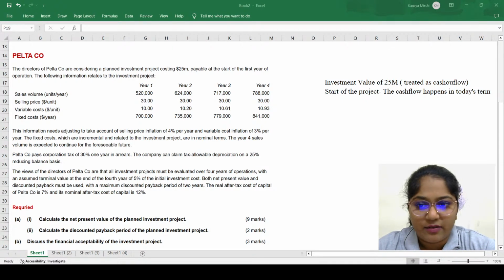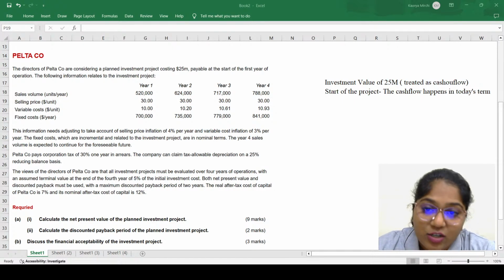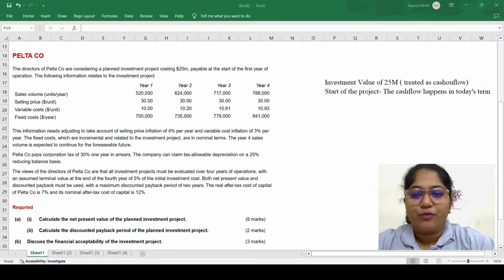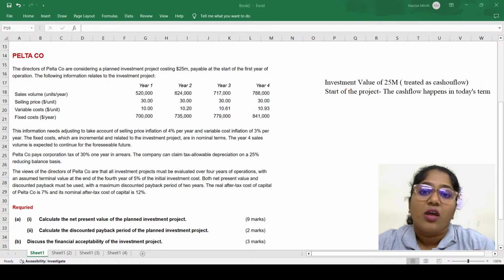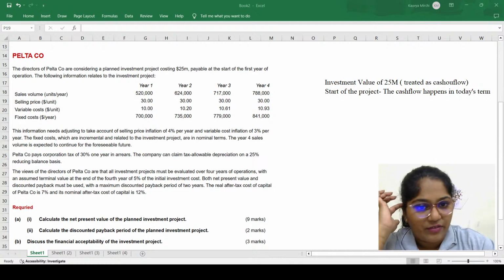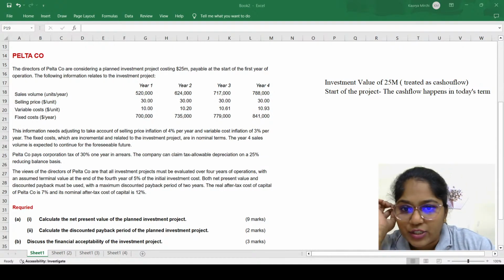Now read the next information that you can see. They have given that there is a variable cost inflation of 3% per year. Variable cost again is all given in today's terms. So in year 2, in today's value, I would invest $10.2 for every unit that I produce. In year 3, in today's value, 10.61. In year 4, in today's value, 10.93. What you have to do is add inflation of 3% every year. I will show you how to add the inflation.